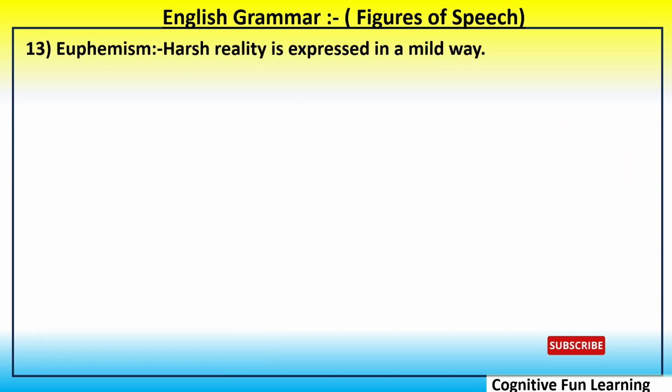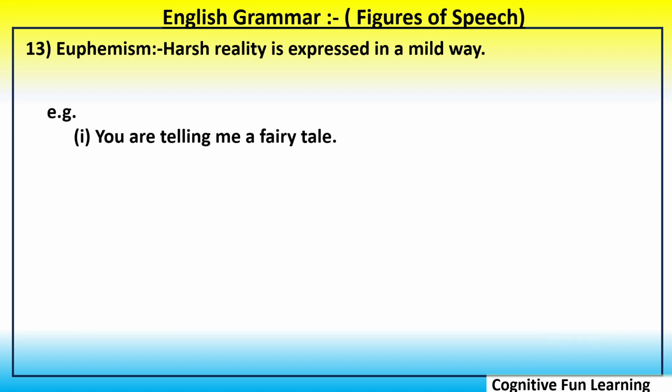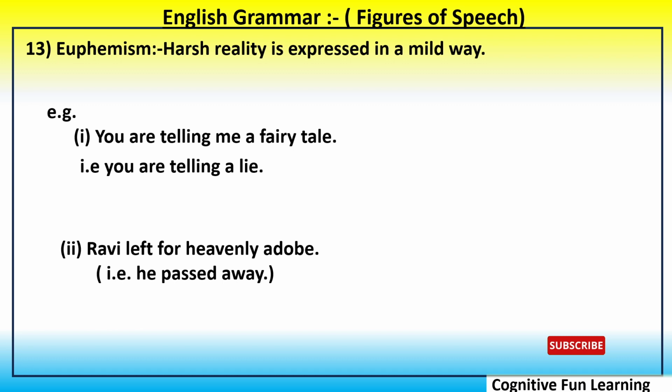Next figure of speech is euphemism. Harsh reality is expressed in a mild way. For example, you are telling me a fairy tale. That means you are telling me a lie. Next example is Ravi left for heavenly abode. That is, he passed away.